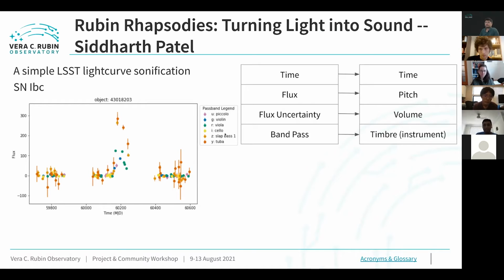Here's the exact same object as the previous slide. However, this time I've included more data features to the sonification, which is uncertainty to volume and each bandpass to its own instrument.